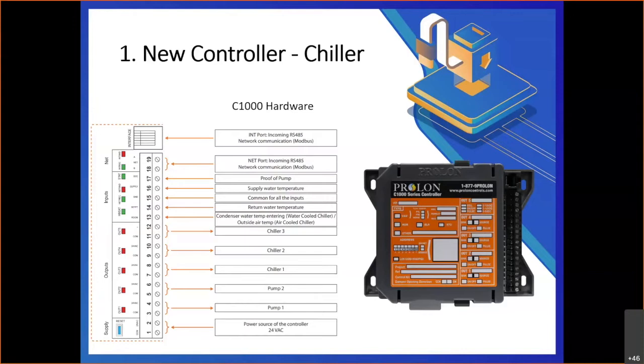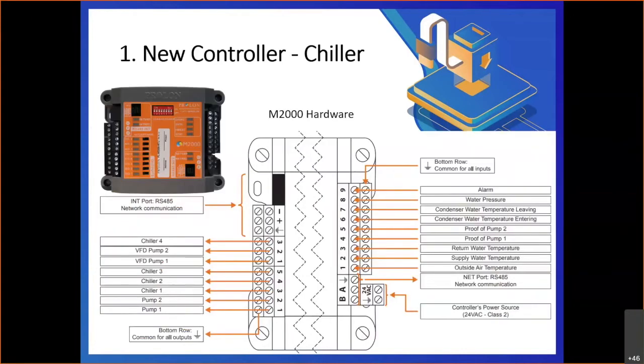Okay. We can step up to the M2000. Here we have quite a bit more capability. All of our inputs are on the right-hand side there, working up from the bottom. We start off with outside air temp, supply water temp, return water temp. That is, of course, the chilled water side. And then we have individual pump proof for pump 1 and pump 2. Now we have separate inputs for condenser water entering and leaving, then our water pressure and our alarm input.